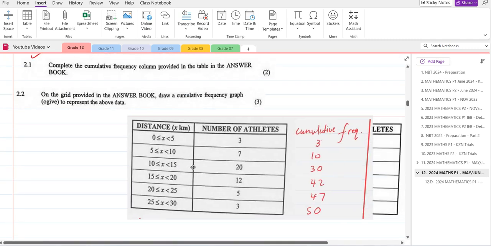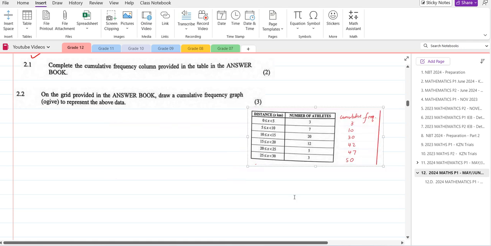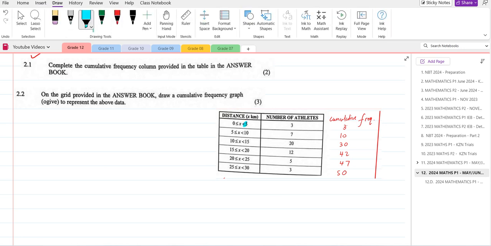So the points that we need are, let's make this small. Right, so these are the points that we need. We need the upper class boundary and the cumulative frequency to draw the ogive. These are the points, x values, y values: 5 and 3, 10 and 10, 15 and 30, 20 and 42, 25 and 47, 30 and 50. And remember, there's one more point, which is the minimum, 0, 0. So don't forget about the point 0 and 0. That's another point there.